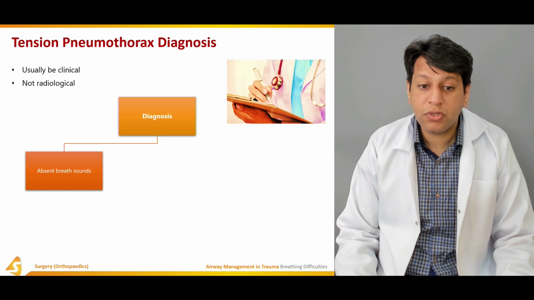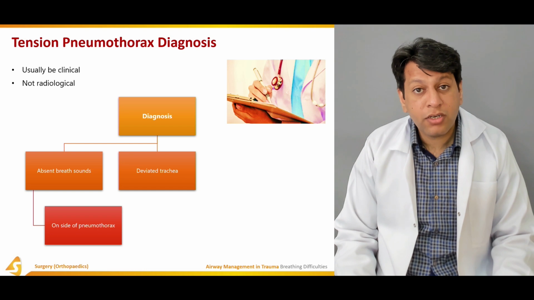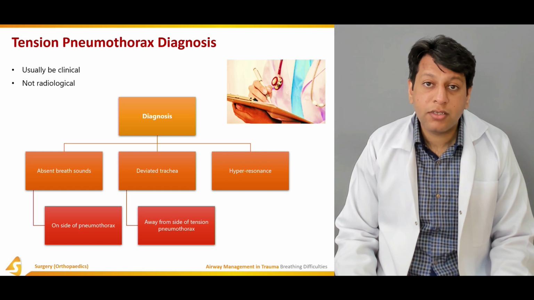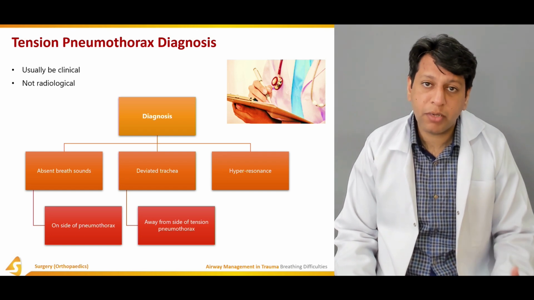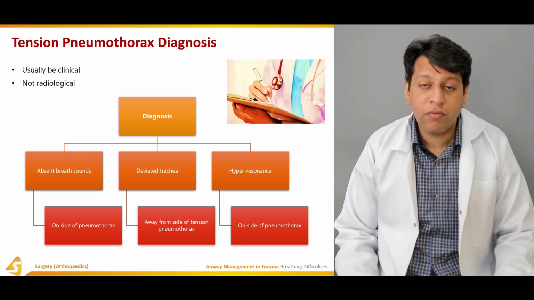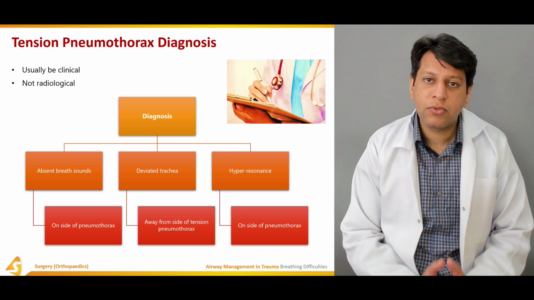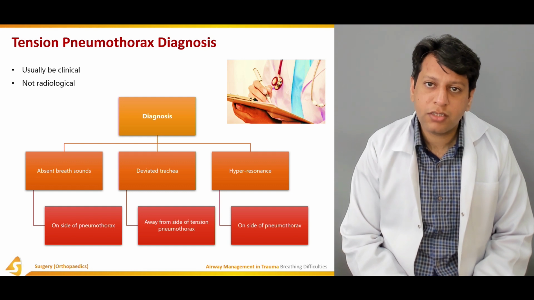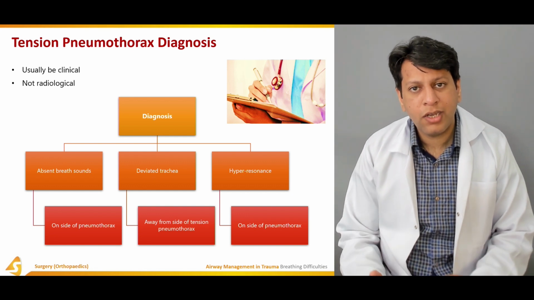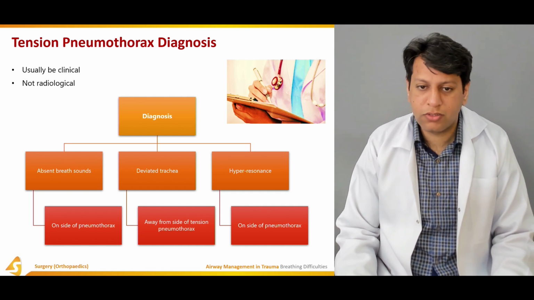The cardinal signs and symptoms include absent breath sounds on the side of the pneumothorax, a trachea deviated towards the opposite side, away from the tension pneumothorax, and a hyper-resonant percussion note, which means there is a lot of buildup of air, therefore the percussion note would be hyper-resonant on the side of the pneumothorax. For example, if the patient has developed a right-sided tension pneumothorax, there would be absent breath sounds on the right side of the chest on auscultation, a hyper-resonant note on the right side, and the trachea would be deviated towards the left side. This denotes that most likely this patient has a right-sided tension pneumothorax.